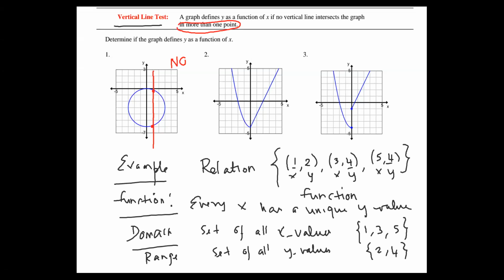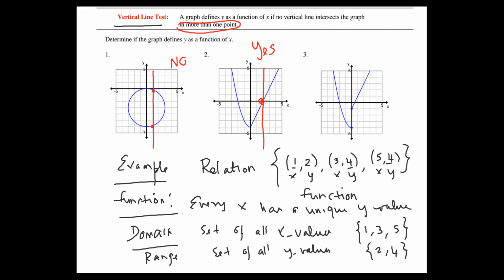So let's look at problem number 2. In this one, I'm going to draw a vertical line through the graph, and I'm seeing it's intersecting exactly one point. So it is a function. What that means is the x value does not repeat. Here, in the first problem, the x value repeats. That's why it's not a function. The second doesn't repeat.